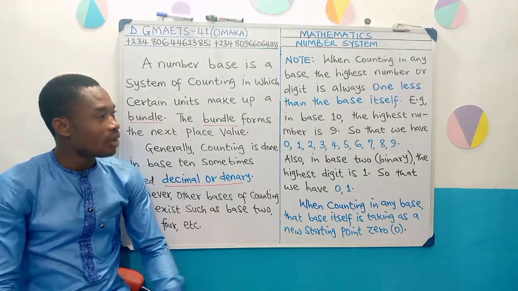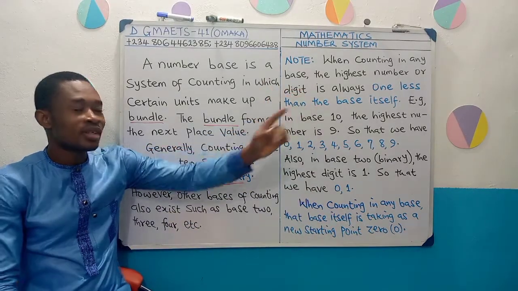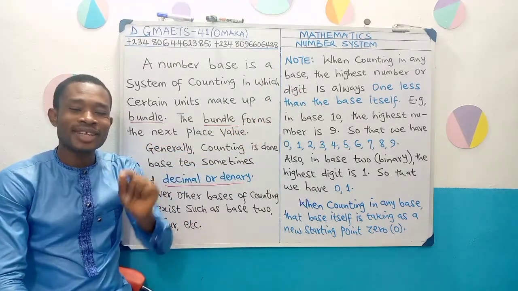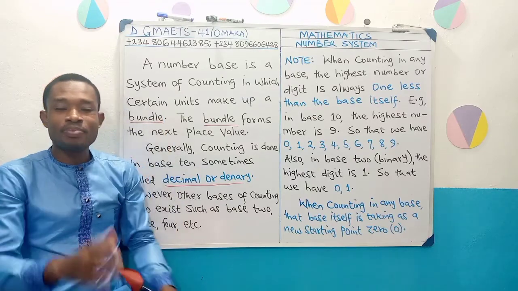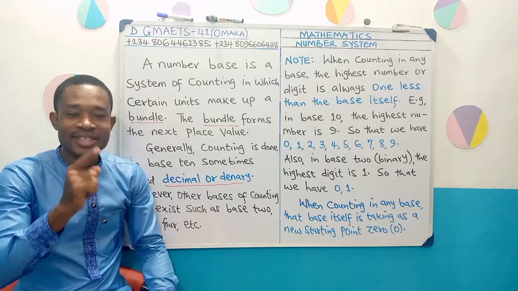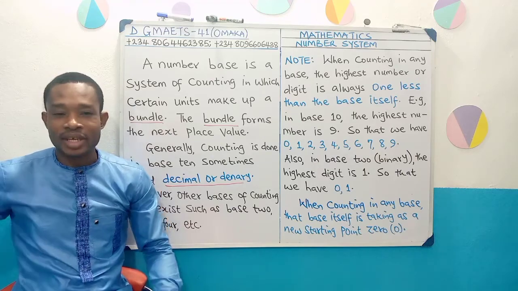Now, when we are counting in any base, it is important for us to know that the highest number you can get in that base is simply 1 less than the base you are counting in.